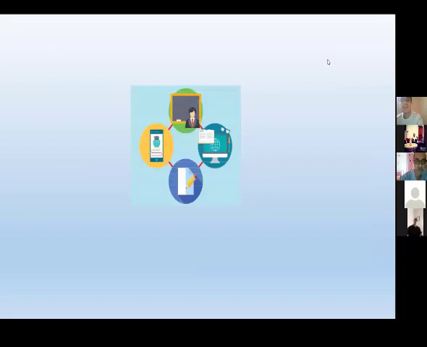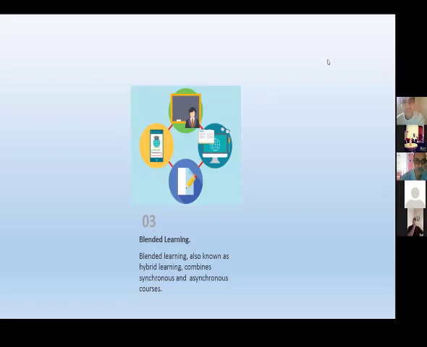Finally, we have blended learning, also known as hybrid learning, since it is a combination of the synchronous and asynchronous courses. It is a style of education in which learners or students learn via online means as well as using the traditional face-to-face teaching. And this topic will be discussed in the next webinar.